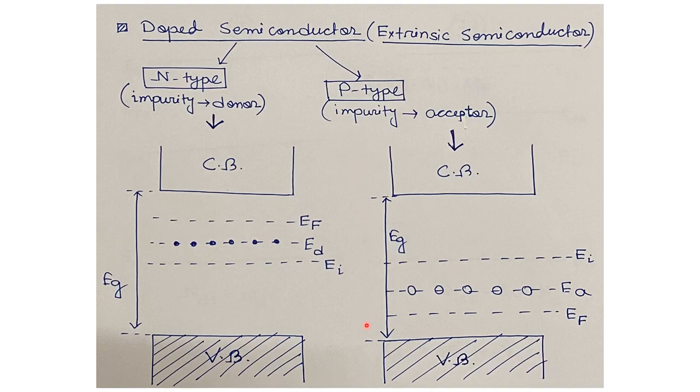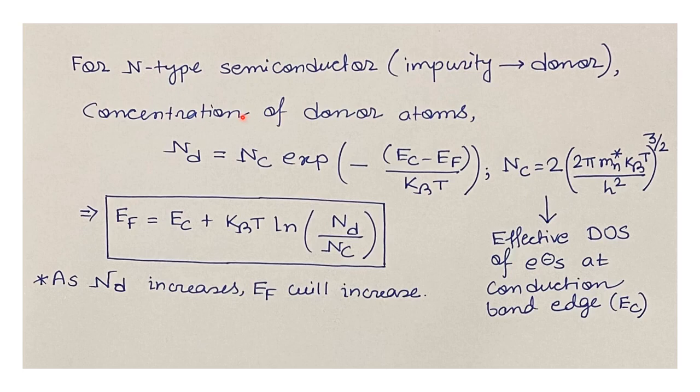Similarly, in a p-type semiconductor, the acceptor level EA will lie below the intrinsic Fermi level, and the actual Fermi level for the p-type semiconductor, that is EF, will lie in between the EA energy level and the EV energy level. But at sufficiently high temperature like room temperature, the donors or the acceptors will get completely ionized. So that is complete ionization. So for the n-type semiconductor, the impurity type is donor of electrons. At sufficiently high temperature, all the donors will be ionized.